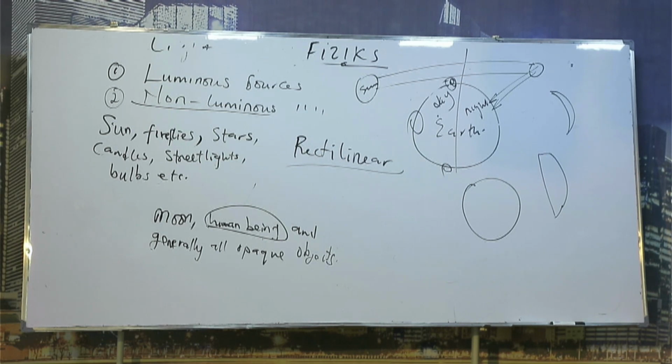Okay, let me go back. Who has written it? Some of the evidence of the rectilinear propagation of light include. Have you written that now? Include. Number 1, formation of shadows.